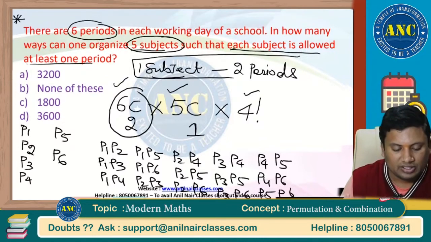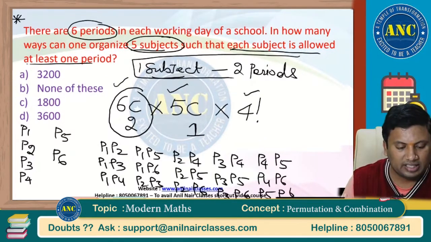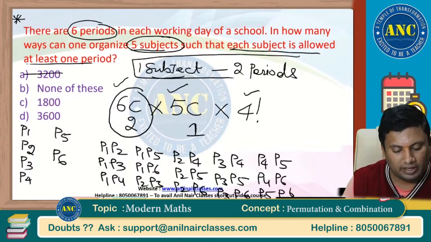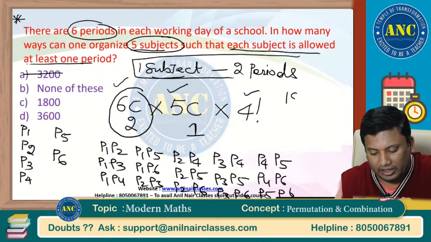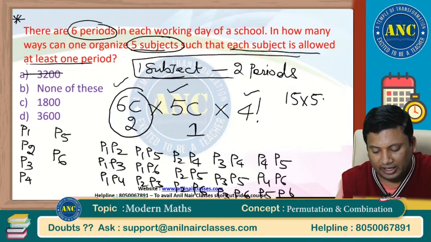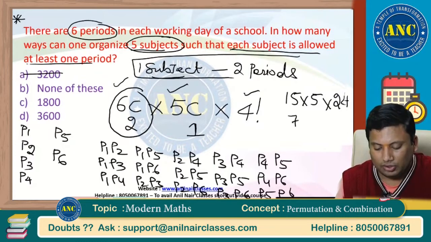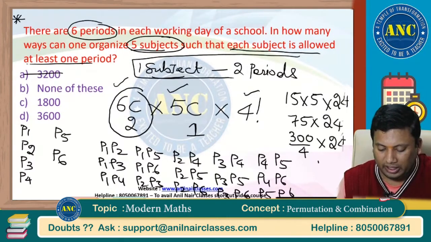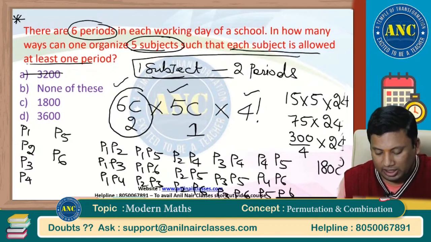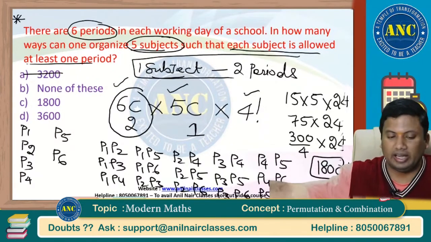Very easy. 6C2 is divisible by 3, so the answer should be divisible by 3. 6C2 is 15. 15 into 5 into 4 factorial, which is 24. So it is 75 into 24. 75 can be written as 300 by 4, into 24. The answer is 1800.